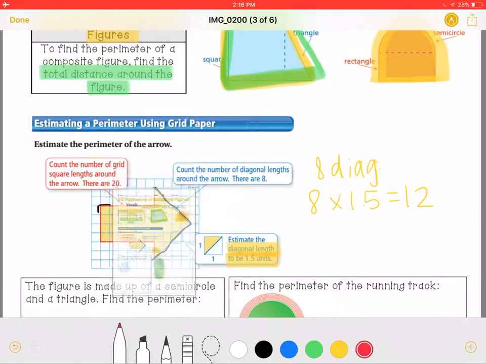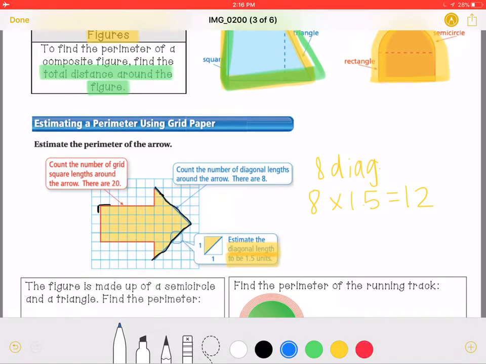So let's count those. I'll do them in blue. I'm going to go down 1, 2, 3, 4, 5, 6, 7, 8, 9, 10, 11, 12, 13, 14, 15, 16, 17, 18, 19, 20. So there are 20 that are horizontal or vertical, and they're all just 1 unit long. So that equals 20. But I need the total perimeter, so I'm going to add these together. The perimeter of this arrow would be 32 units.